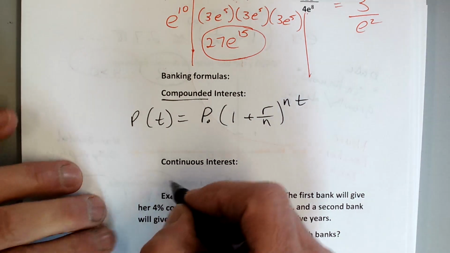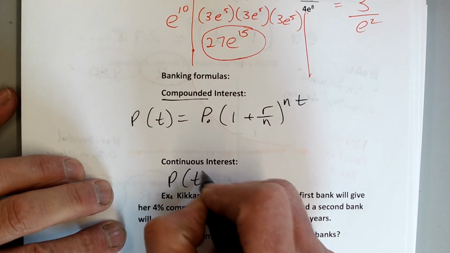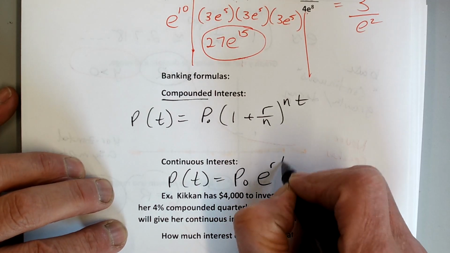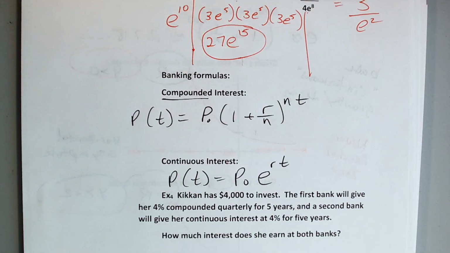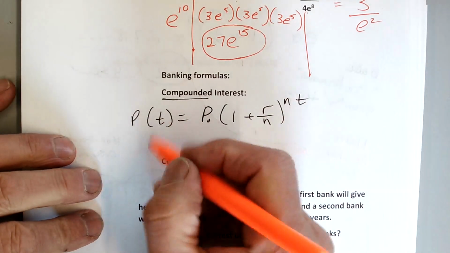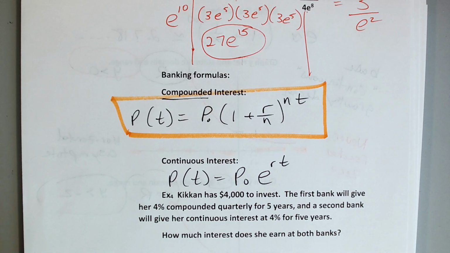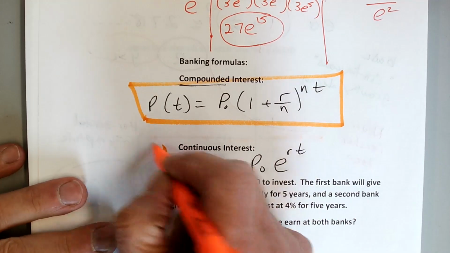And write this formula down. P of t equals P0 e to the rt. Okay, write that formula down. These are banking formulas that we're going to use. Everybody has a good calculator. You're going to need a decent calculator to do these problems. That's why I like to share my calculus with you.